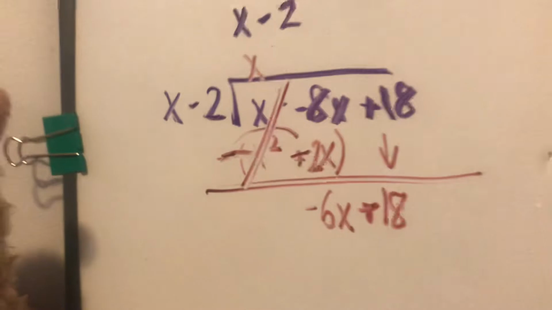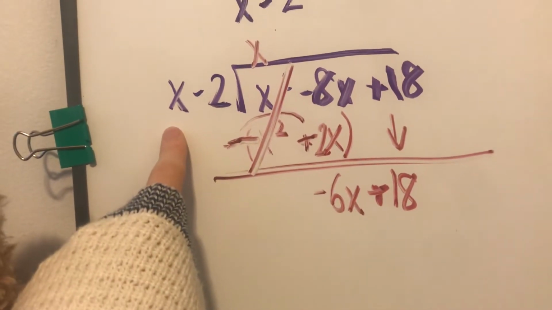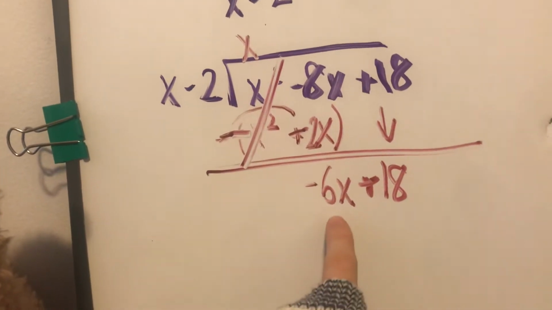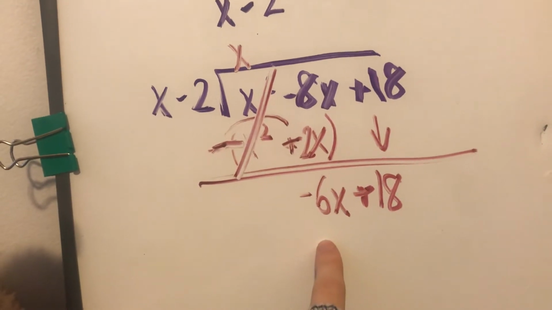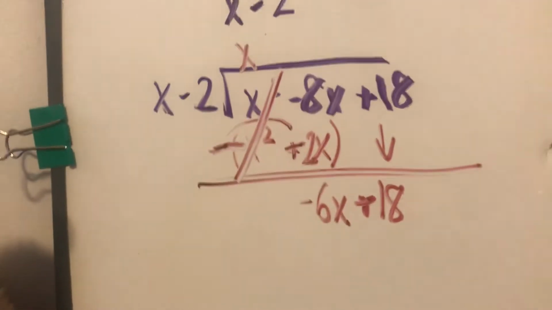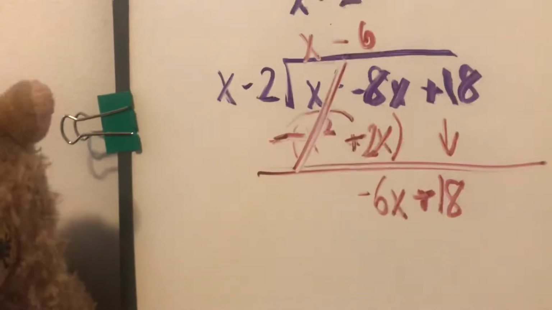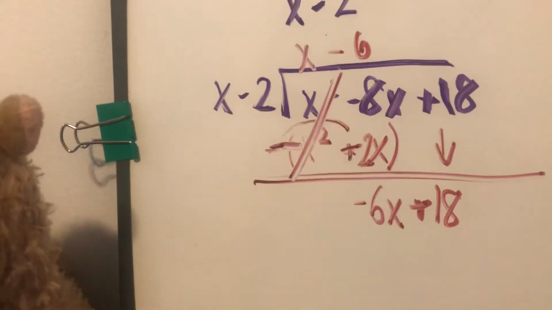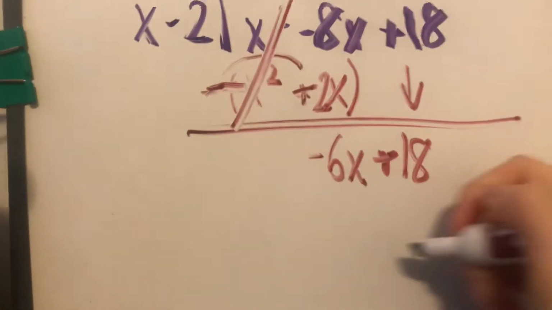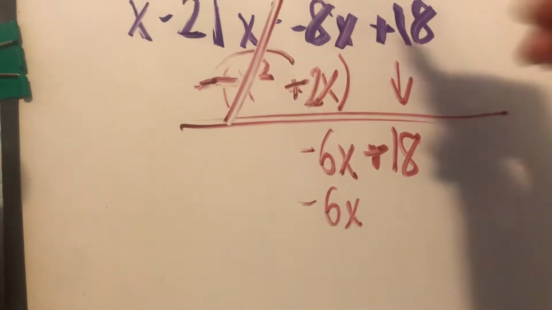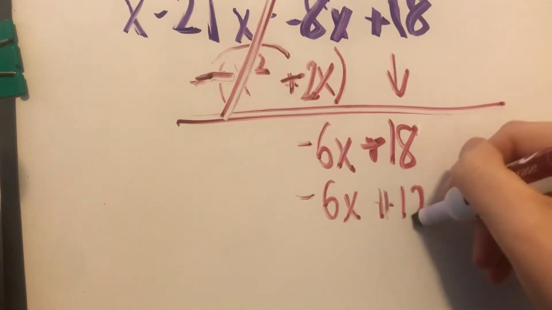And now I'm thinking, okay, first term here, what do I need to multiply this x by in order to eliminate, cancel out this negative 6x? So I need to multiply that by a negative 6. Why does it have to be negative? You might be thinking. You'll see in 1 second. So when I multiply negative 6 times x, I'm going to have a negative 6x. And then when I multiply negative 6 times negative 2, I will get a positive 12.